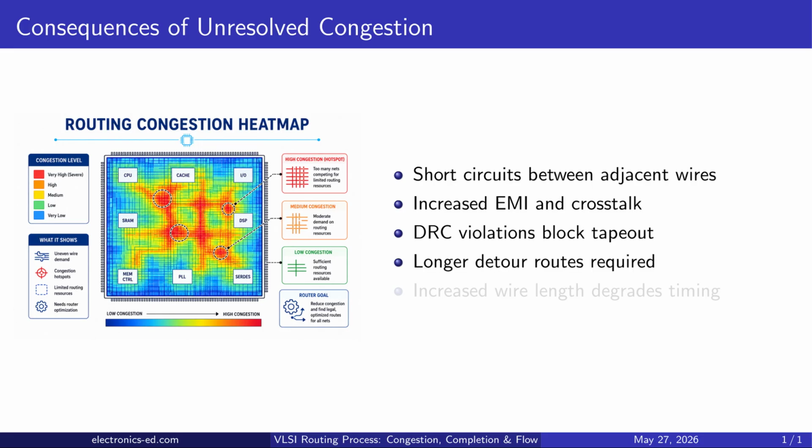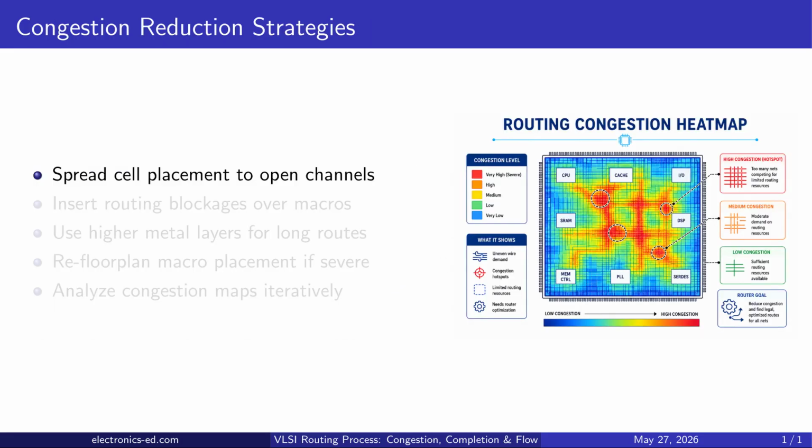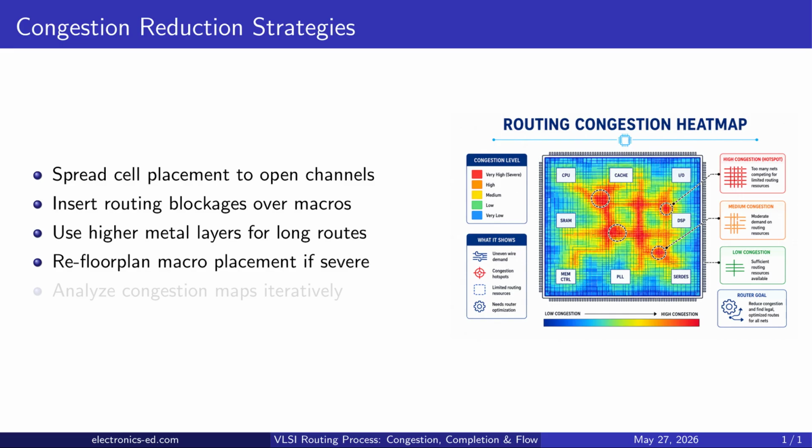The router may try longer detour routes, but that makes things worse. Increased wire length then degrades timing significantly. One strategy is to spread cell placement out to open up more routing channels. You can also insert routing blockages over macros to keep wires away. Using higher metal layers for long routes helps reduce congestion in lower layers. If congestion is severe, you may need to refloorplan the macro placement. And always analyze congestion maps iteratively throughout the flow.